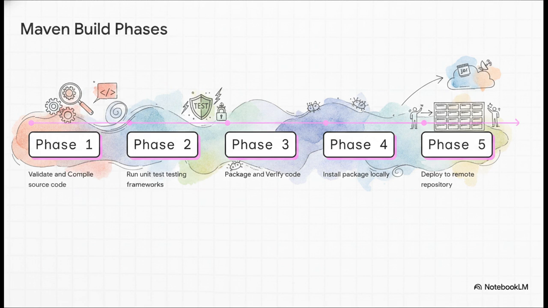After it verifies the quality, the install phase downloads any required dependencies and places your final package in a local repository. And finally, the deploy phase pushes that finished package up to a remote repository where your DevOps engineers or your teammates can actually grab it.